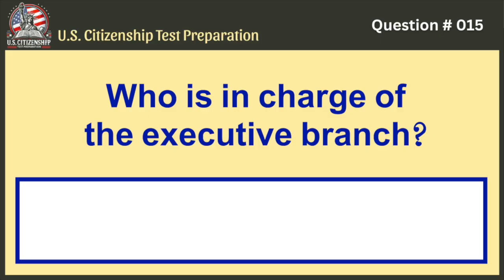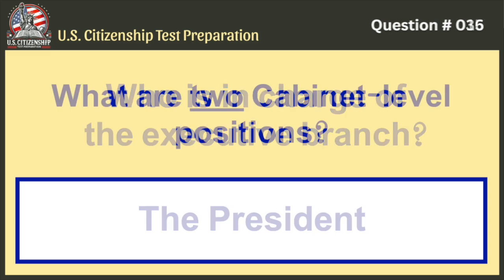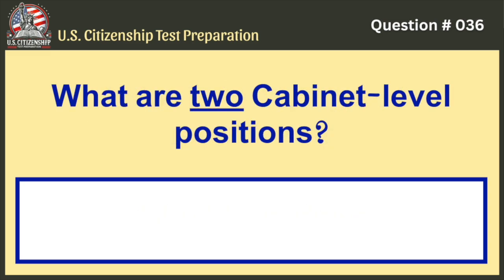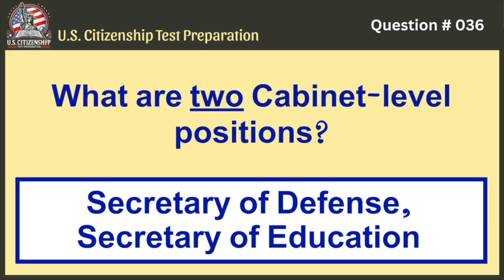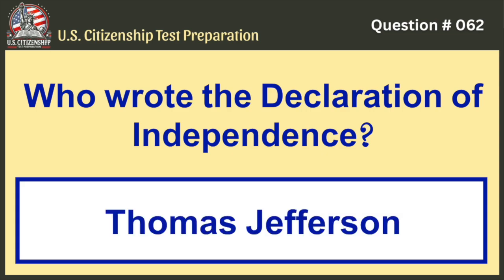Who is in charge of the executive branch? The President. What are two cabinet-level positions? Secretary of Defense, Secretary of Education. Who wrote the Declaration of Independence? Thomas Jefferson.